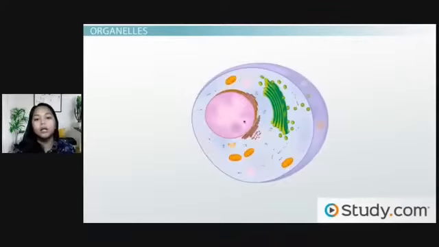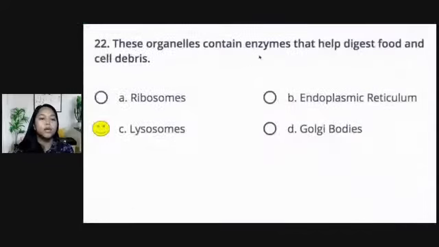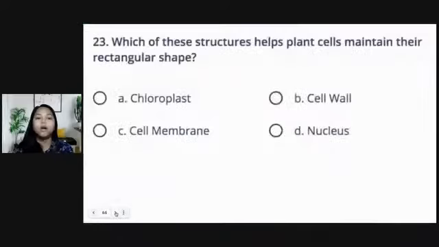Okay, so those are the tiny structures inside the cell membrane. You have your nucleus, your nucleolus, ribosomes. Then you have your rough ER, the smooth ER. You have the Golgi body, your vesicles, lysosomes. You also have your mitochondria and the centrioles. And of course, this is your cytoplasm. But we were looking for lysosomes. Yung question natin, contains enzymes that help digest food and cell debris. Lysosome is our answer. Okay, we move on.